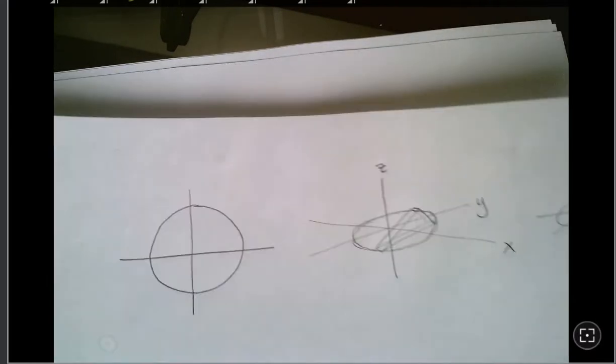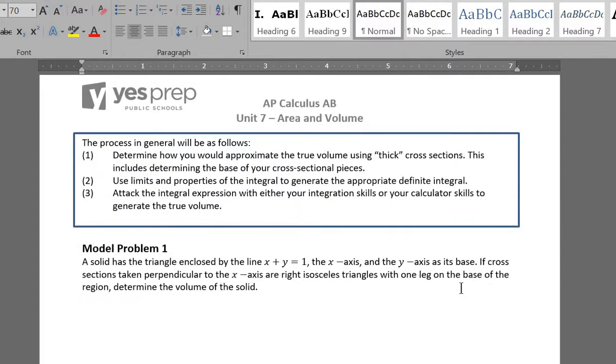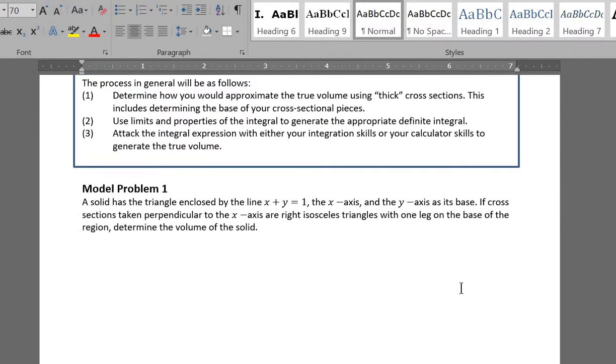So go ahead and open your notes. We're going to be going through that first model problem. It should be page 17. We're going to be doing model problem number 1. What we're doing with this is these 3 steps. We're going to determine the true volume of each cross-section, and then use our limits and integrals in order to find the volume of our solid. So don't panic. It's not that bad, I promise.